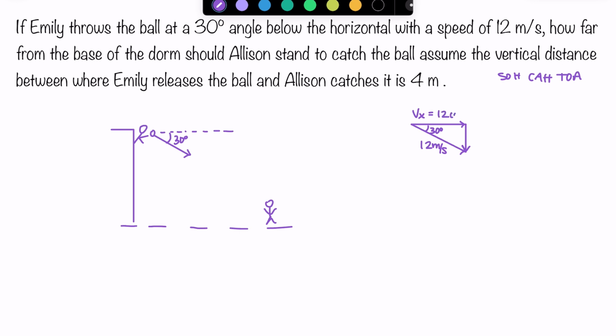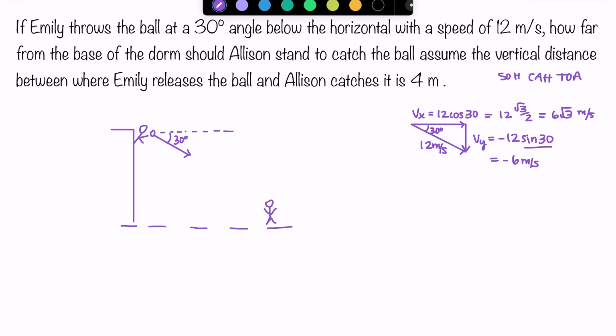So we're going to have 12 cosine of 30 for our x component of the velocity, and our y component is on the opposite side of our angle, so that's going to be 12 sine of 30. If you know your unit circle, sine of 30 is 1/2, so this is just going to be 6 meters per second. I have to be very careful here because this velocity is going to be downwards, so -6 meters per second. And if you know your unit circle really well, then you know cosine of 30 is √3/2, so this is just going to be 6√3, and that's positive because it's pointing to the right.